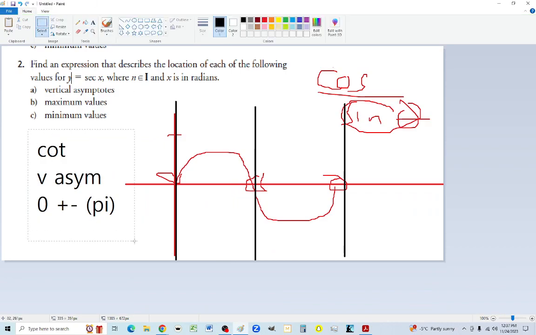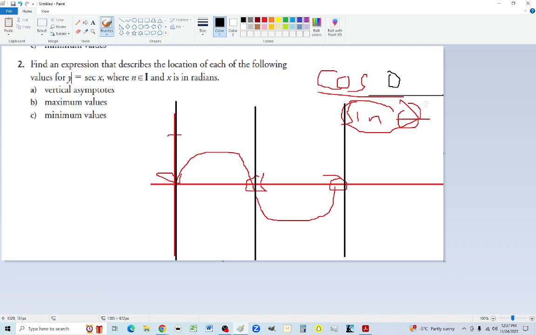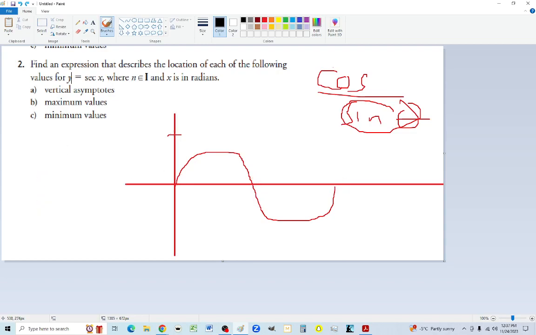Now, the next question says, what about x-intercepts? X-intercepts are going to be when cosine is 0. Why? Because we have 0 up here over a value of sine that's not 0. So we have to look at where cosine is 0. Let's do that. If we look at cosine, it comes down like a bird, goes back up. Here's where it's 0.